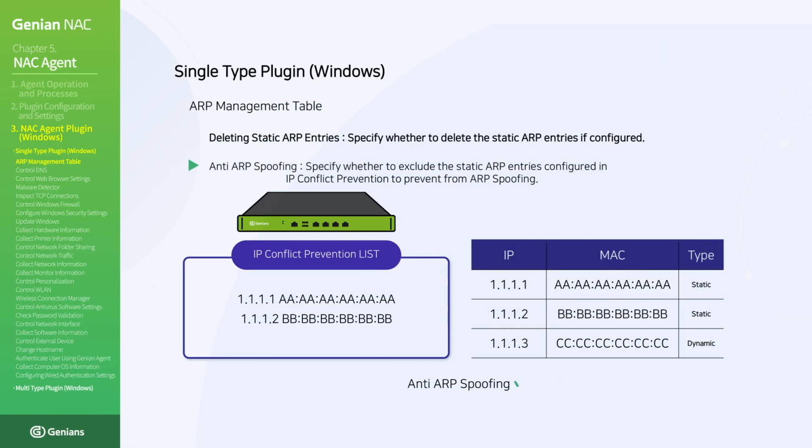The anti-ARP spoofing function manages the ARP list on user endpoints statically. The statically managed ARP list includes targets configured with IP conflict prevention in the IP management function. For these targets, ARP entries are forcibly set to static to enhance security and prevent spoofing.